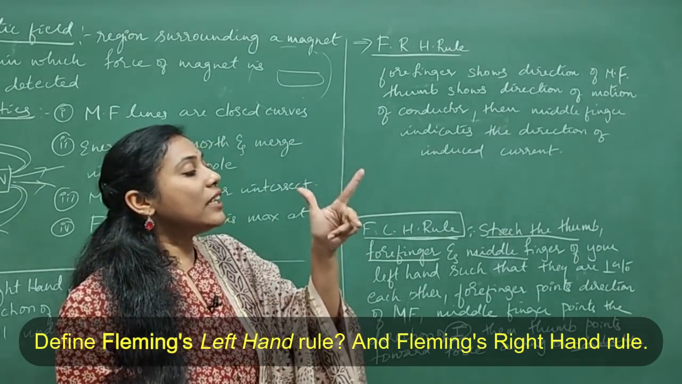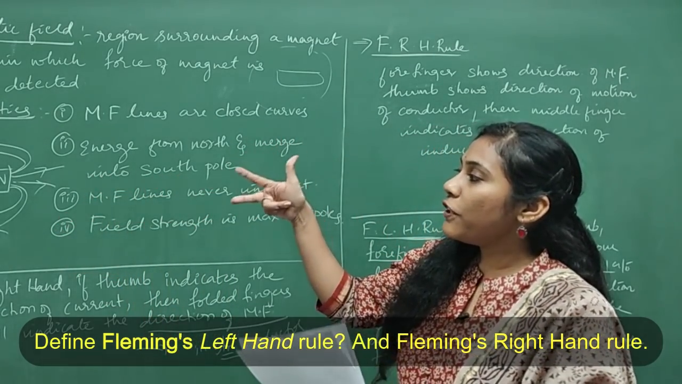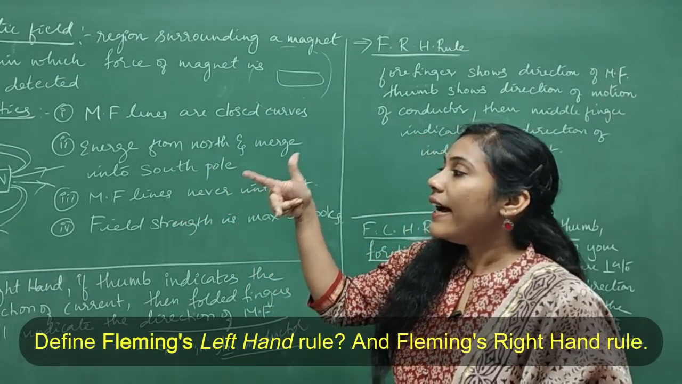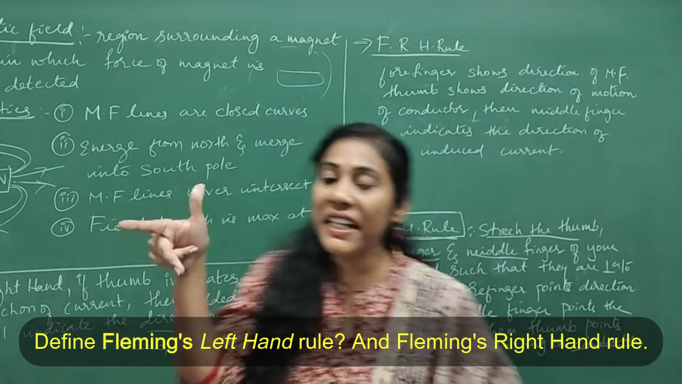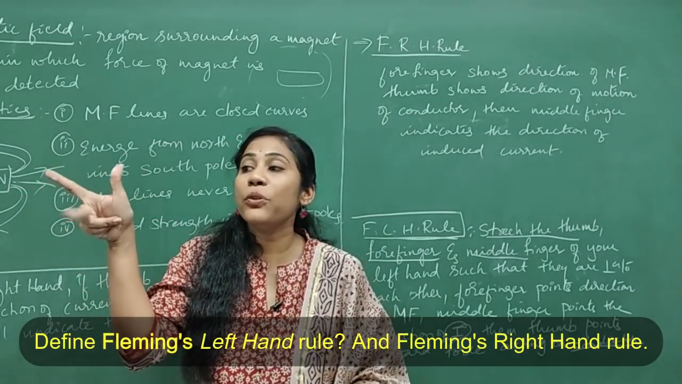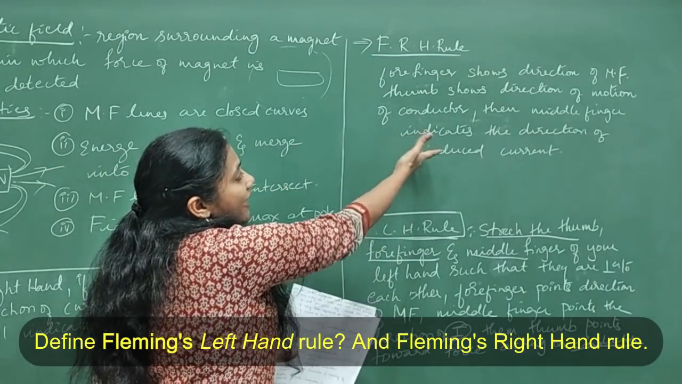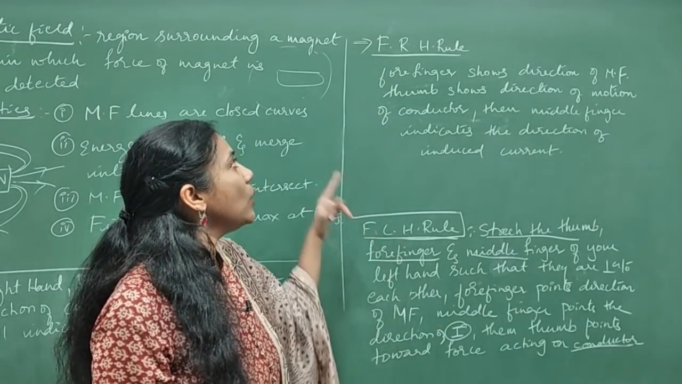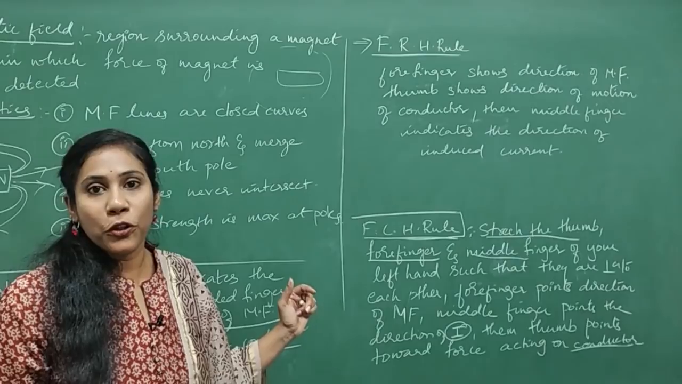So you have to take the right hand and stretch forefinger, middle finger and thumb perpendicular to each other, and forefinger indicates the direction of magnetic field. Thumb will indicate the motion of conductor and middle finger will give you the direction of induced current. So this is actually for electromagnetic induction. There is a lot of difference between Fleming's left hand rule and Fleming's right hand rule. You can copy down or you can take a screenshot of the board also, right?